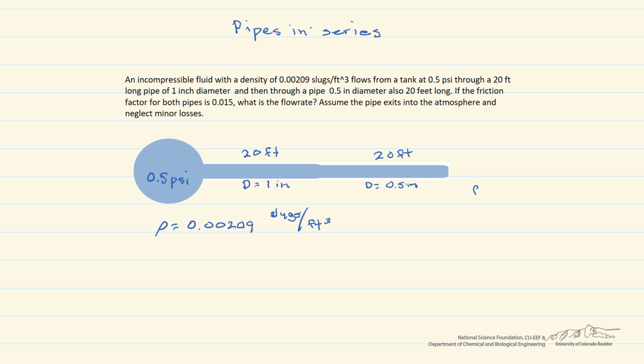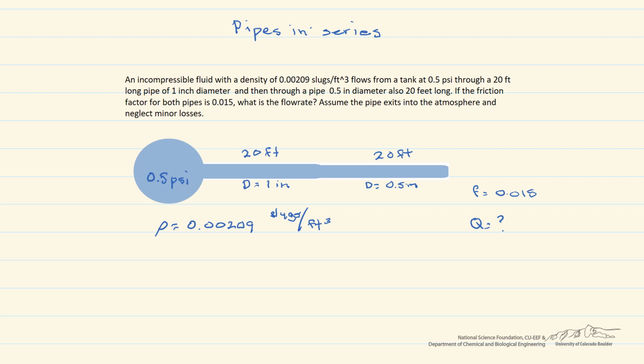And we're given a friction factor for both the pipes equal to 0.015, and what we're asked for is the flow rate. And here we're going to assume that the pipe exits into the atmosphere, and we're going to neglect minor losses. So let's start by labeling the different parts of the diagram.